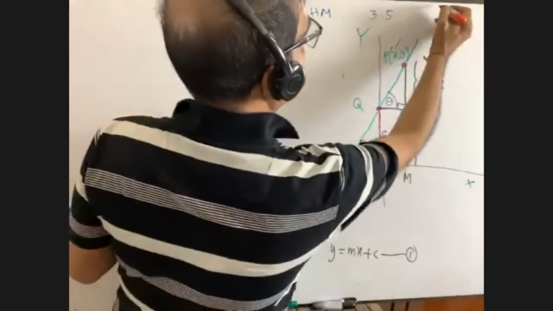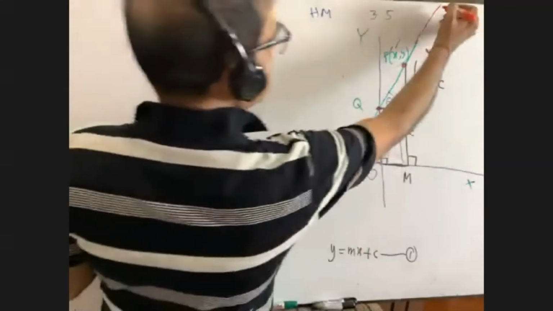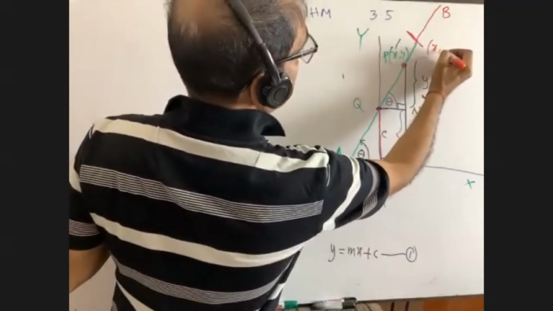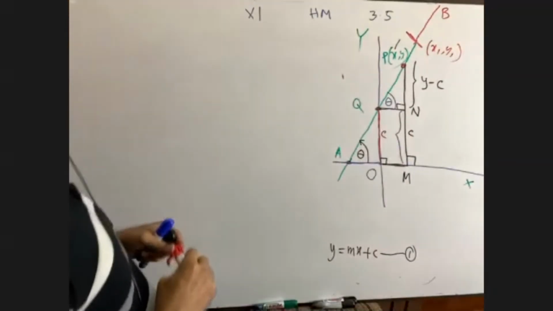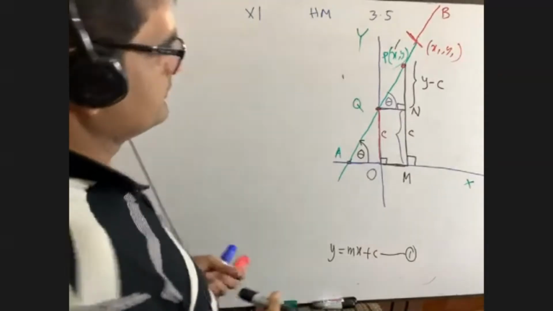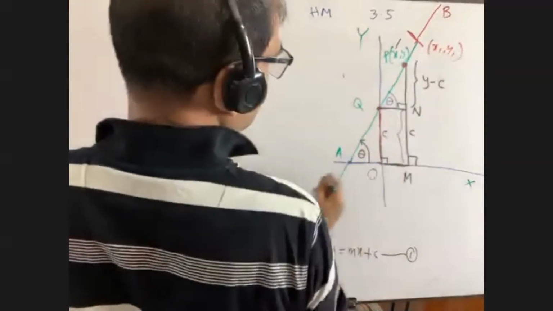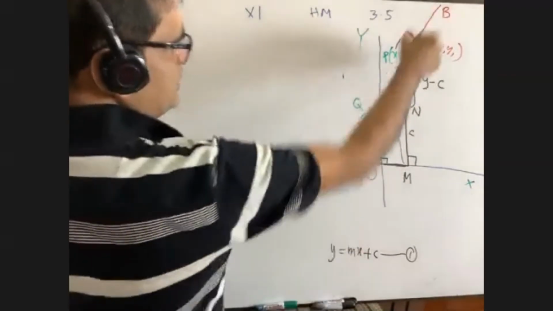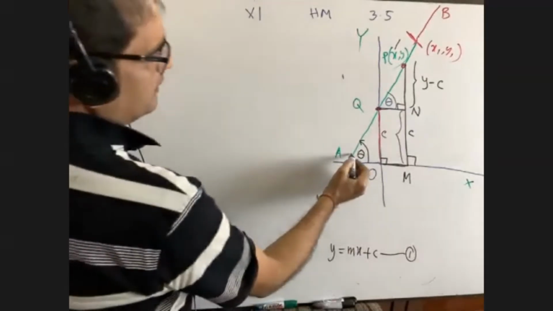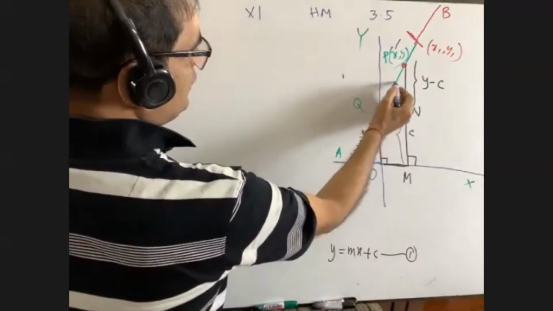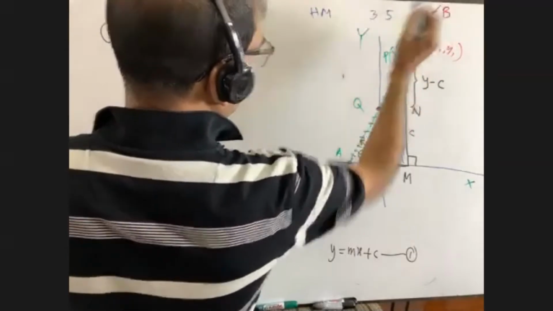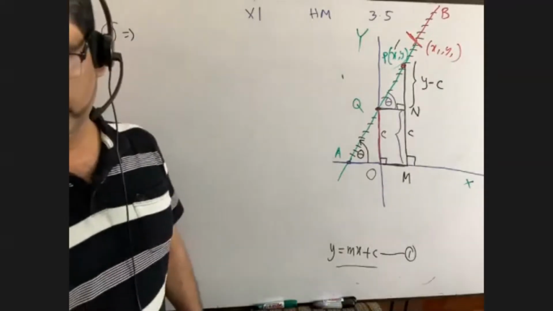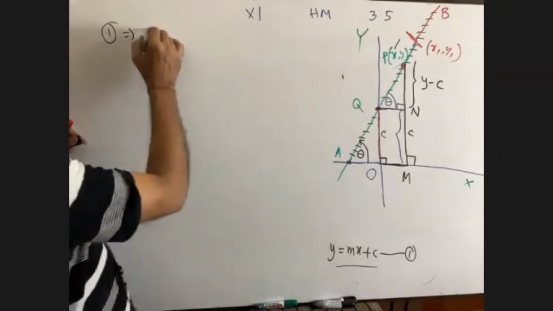Now, tan theta is considered as M. The value of PN is Y minus C, and the value of QN is X. Where is QN? QN is equal to X. After calculating this part, we get Y equals to MX plus C. It is equation one. This is the standard equation of a straight line.